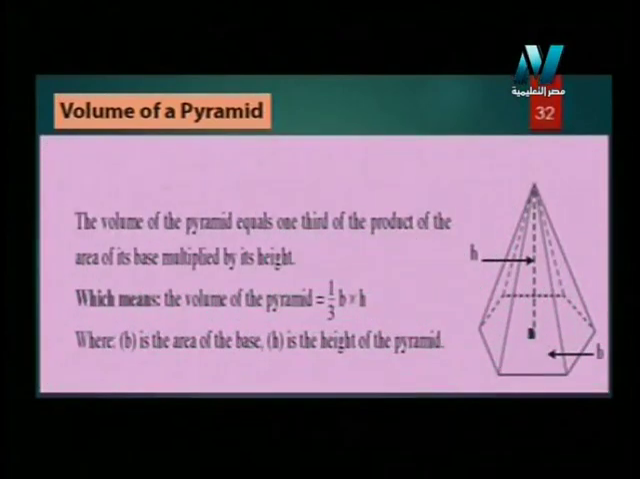If we have a pyramid here, the volume of the pyramid equals 1/3 of the product of the area of the base multiplied by the height. The height, not slant height, which means the volume of the pyramid equals 1/3 base area multiplied by height. This is height. Look carefully. Height, don't write it as slant height, where B is the area of the base and H is the height of the pyramid.